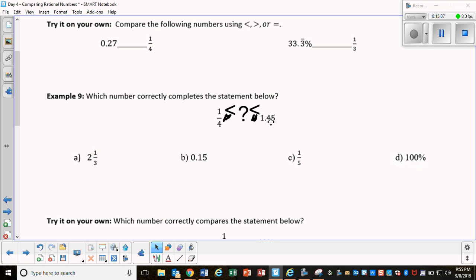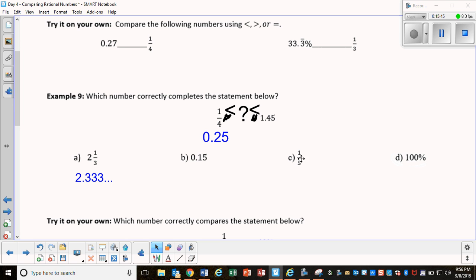So again, to compare these, we need to know what all these numbers are in one form. So again, I'm just going to convert them all to decimals. So I've got 1 divided by 4 gives me 0.25. I'm going to convert all these to decimals too. 2 and 1/3, so I just need to convert this 1/3 to a decimal and then put it behind the 2. So 1 divided by 3 gives me 0.3 repeating. So I'm going to write it as 2.33333 dot dot dot. I already have a decimal, 0.15.